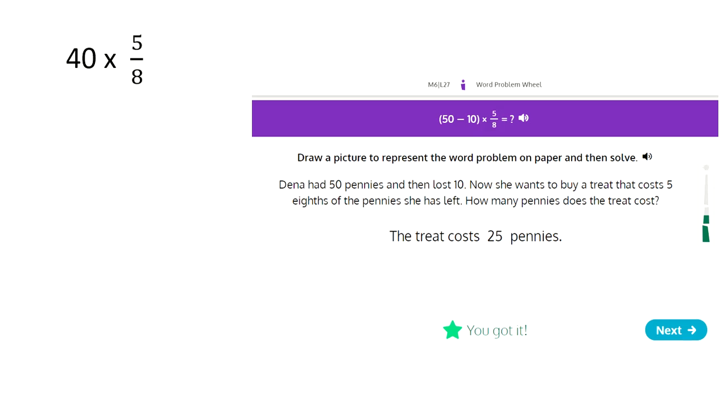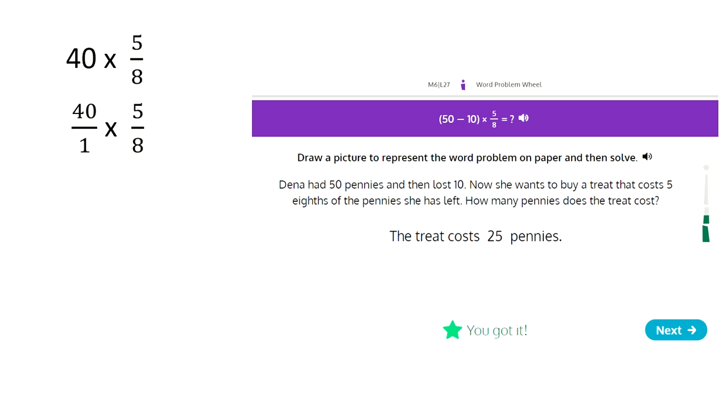Right, the treat did cost 25 pennies. Now I'll take you through a step-by-step of finding that answer. You're going to start by first using the order of operations to find the difference of 50 minus 10, which is 40. So then we have 40 times 5/8.